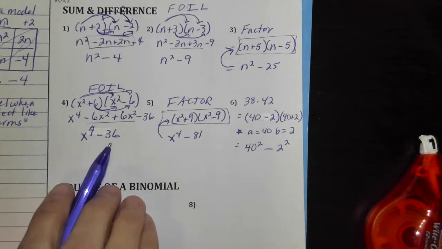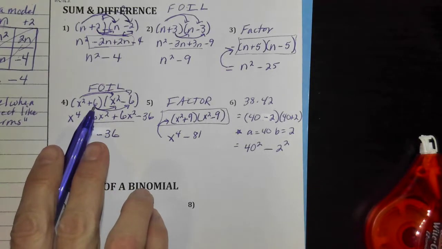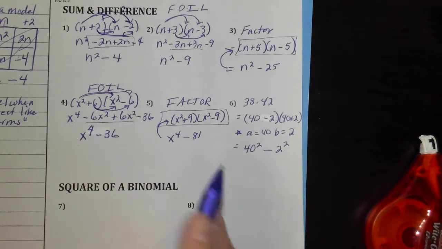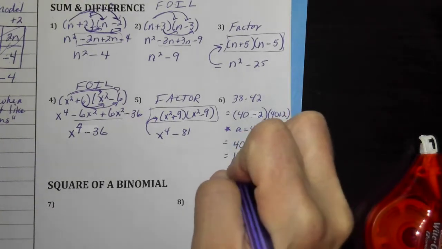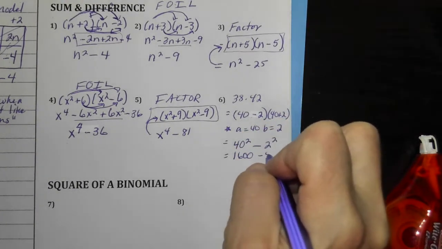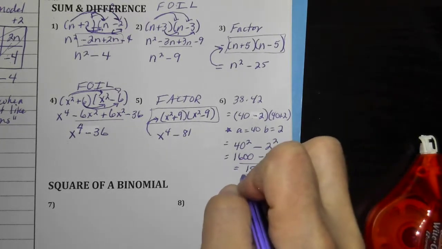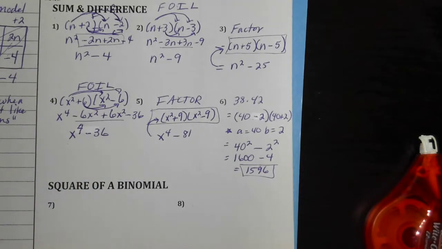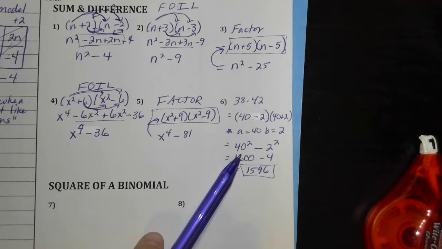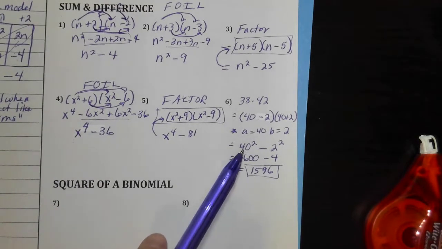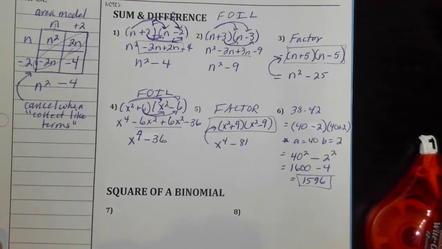It's kind of what we were doing here. First term squared and last term squared. And 40 squared, if you work it out, is 1,600, and we take away 4, you get 1,596. If you check that on your calculator, you will get the exact same answer. This is just a quick mental math way to do these problems, and it's handy. So worthy of bringing to your attention.